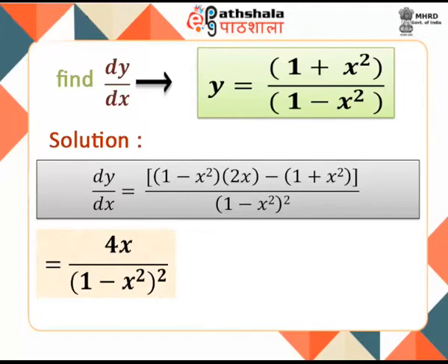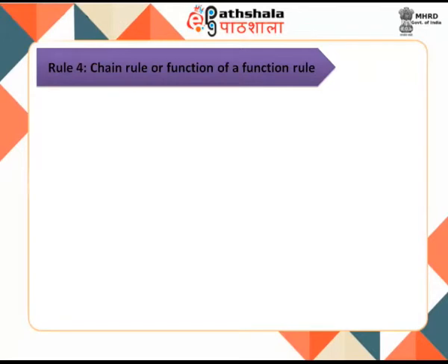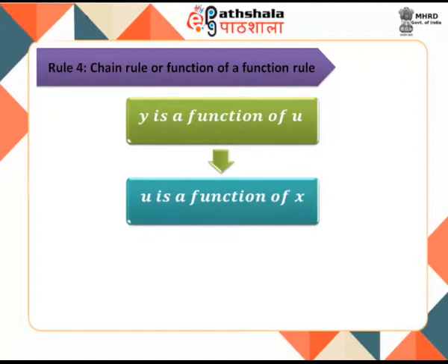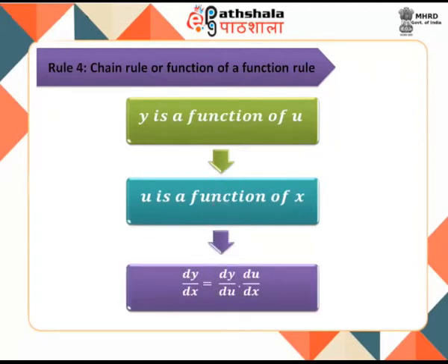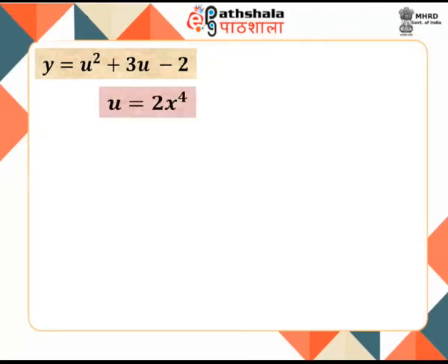equal to 4x by (1 minus x square) whole square. Now let us understand Rule 4, chain rule or function of a function rule. If y is a function of u and u is a function of x, then dy by dx equal to dy by du into du by dx. Taking an example, if y is equal to u square plus 3u minus 2 and u is equal to 2 into x to the power 4, find dy by dx.